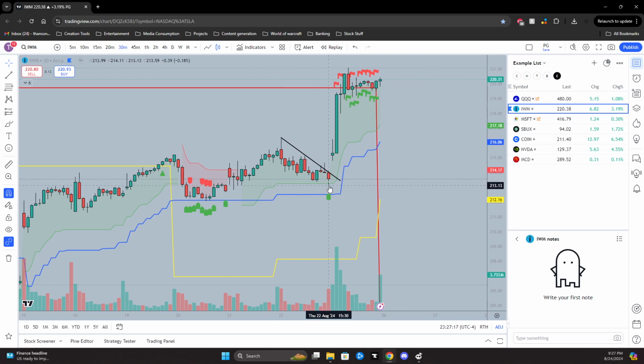So it comes down to the 30 minute, taps it, and the next day gaps up and just drives up to this red line here, which is the daily time frame. And then the yellow is the 4 hour. And the blue is the 1 hour. So that's the three main time frames that I use. That's why they're highlighted and they have indicators of when to sell, when to buy.